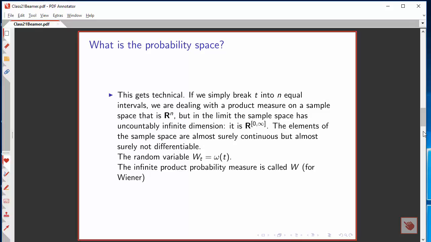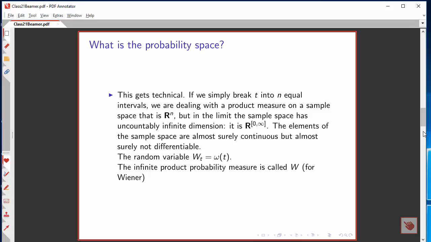Now you might worry about what the probability space is. And that's really worth worrying about, though I'm not going to give you a very satisfactory answer. If I stick with the binomial model and simply break a time interval into n equal intervals, then I've only got a finite number of them, no matter how small the intervals may become, and I'm dealing with the product measure on a sample space that's R^n. But if I take the limit, then the sample space has infinite dimension. In fact, it has uncountably infinite dimension. It's R to the interval from 0 to infinity, which is an uncountably infinite set.